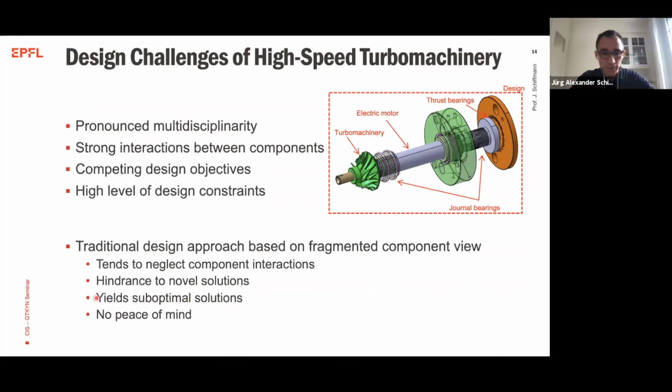And last but not least, it's a solution that doesn't offer peace of mind to the design team because you are in this manual optimization loop where you try to maximize and to do your best, but you're actually never sure that you are there. You're never sure that you have achieved the maximum efficiency, and that can be a problem.